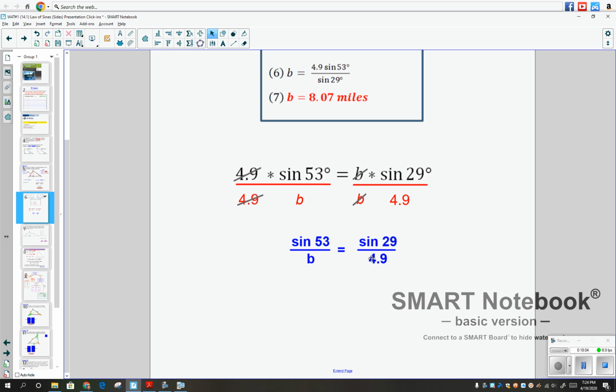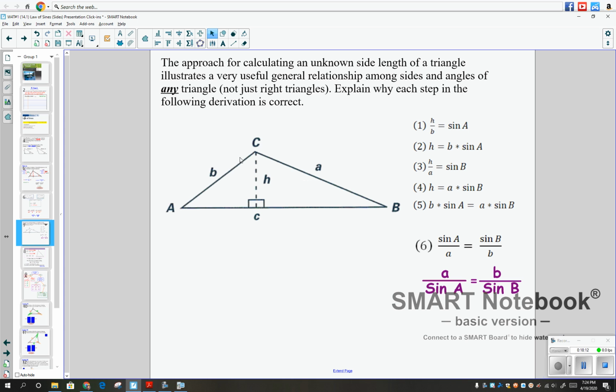I've got 2 ratios. Well, this is an example of what is called law of sines. Here's another example, but instead of giving numbers, they give everything in terms of a's, b's, and h's. And there they got sine of a over a, which equals sine of b over b. That's taking number 5. I'm dividing both sides by a and both sides by b, and they cancel out there.